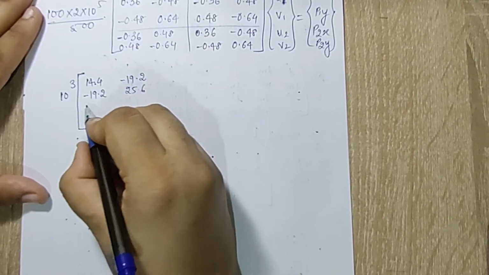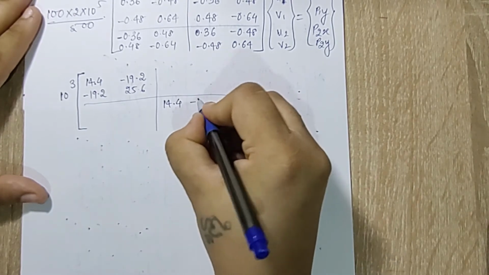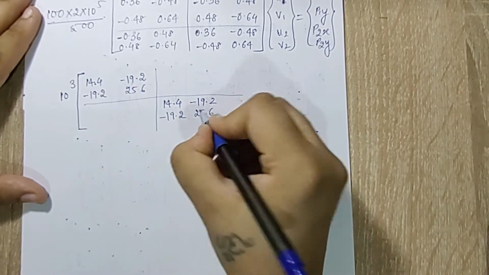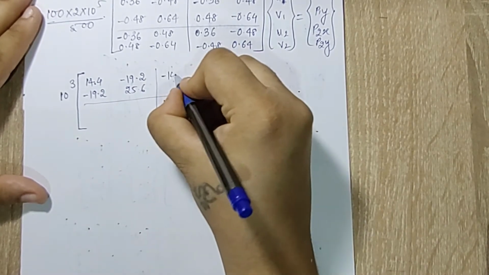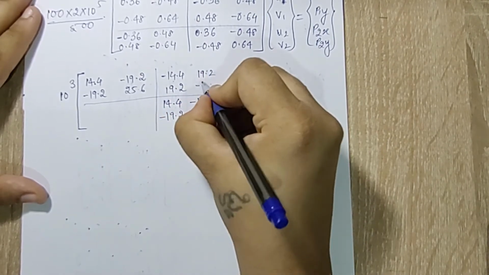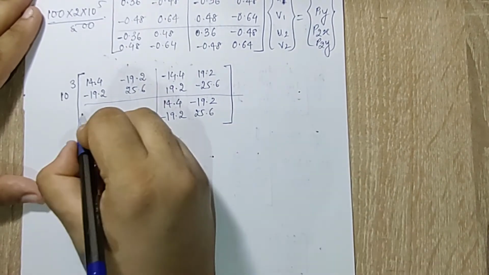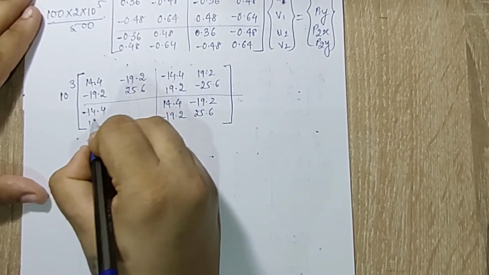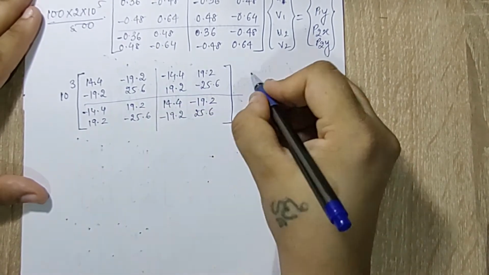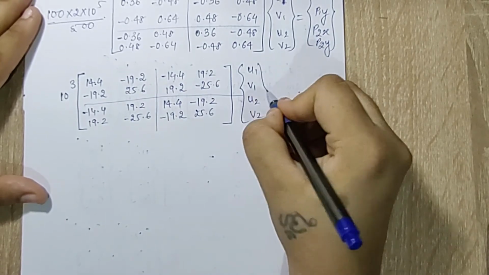This is the first 4 elements. So I'll just copy them here. And negative of each term has to come here. So minus 14.4, 19.2 and minus 25.6. Copy the same over here. Copy the rest of the equation.